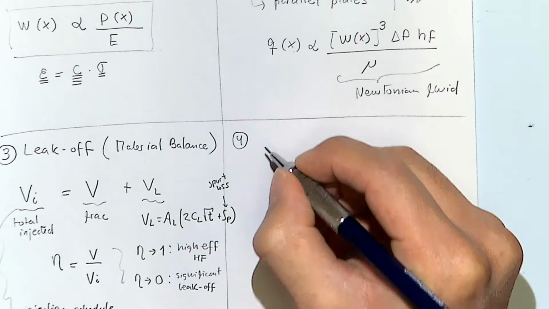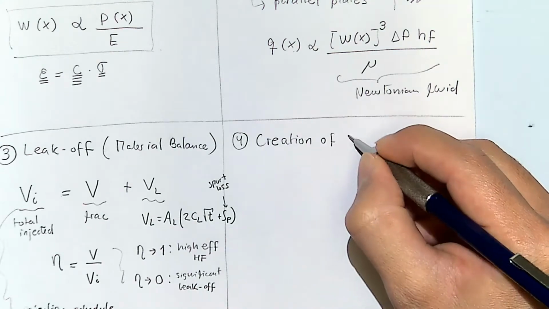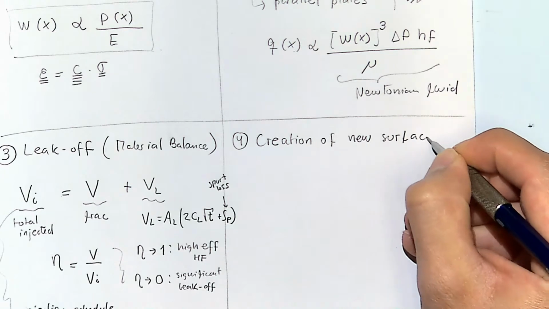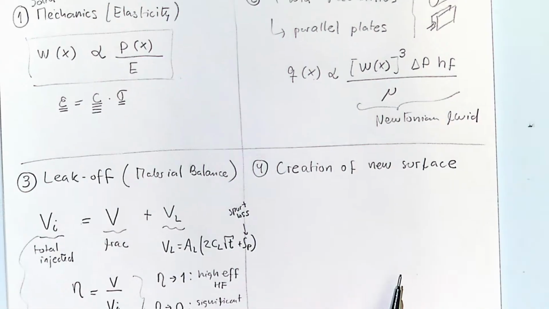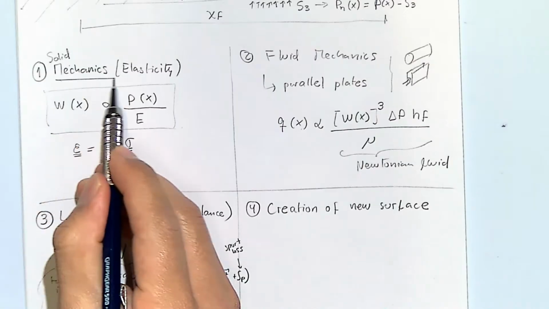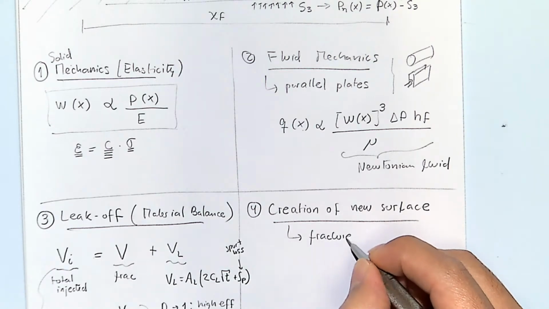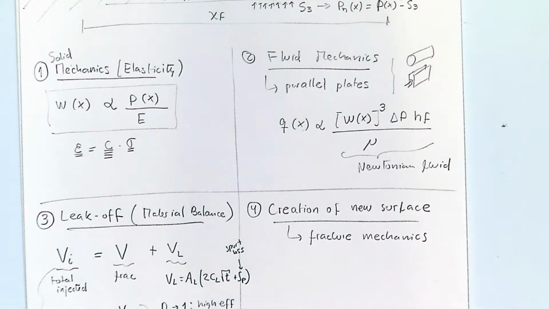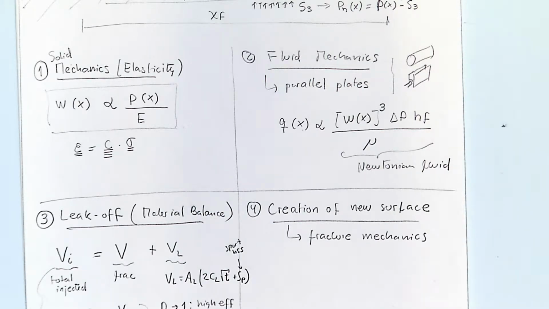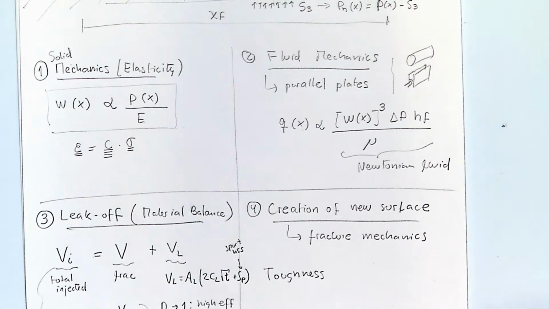So the fourth additional problem that we have to solve and put into our equation is the creation of new surface. That takes energy. And we're going to solve this. Let me underline all of these topics. We're going to solve this with the theory of linear elastic fracture mechanics. We haven't seen this so far, but it's not too difficult to understand. Basically, what we're going to say is that the rock has something which is called a given toughness.